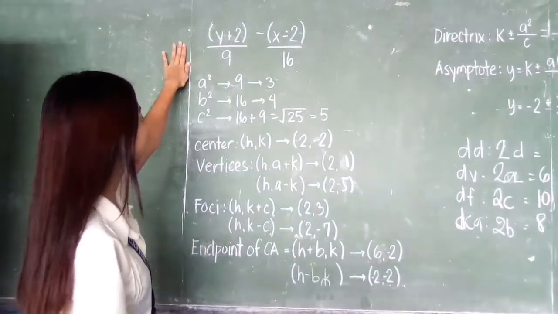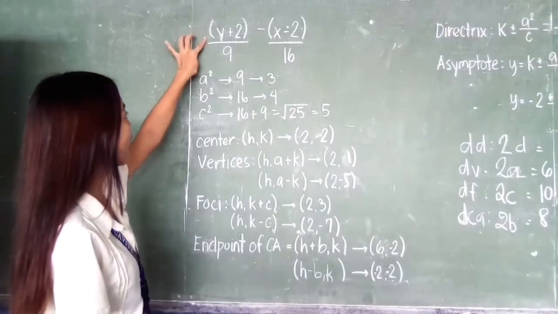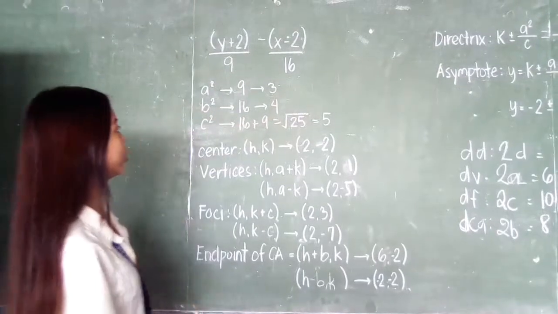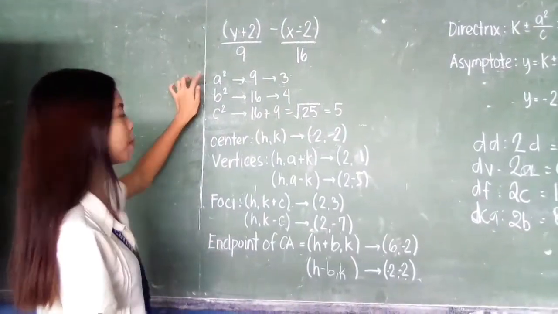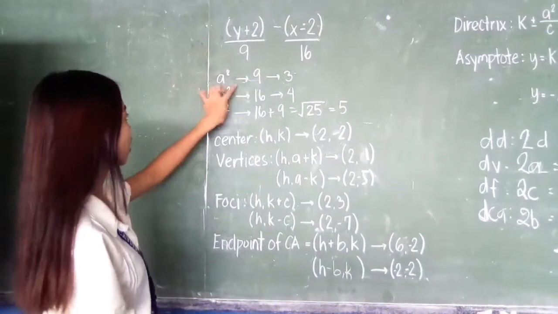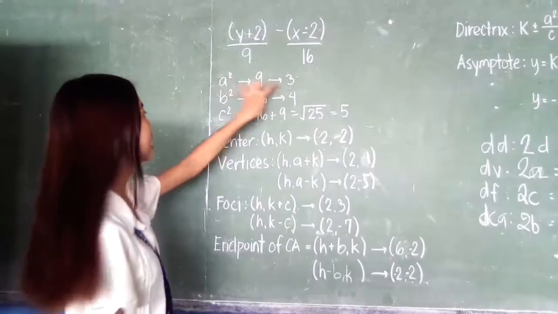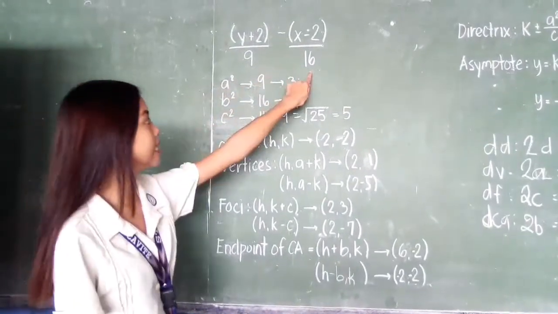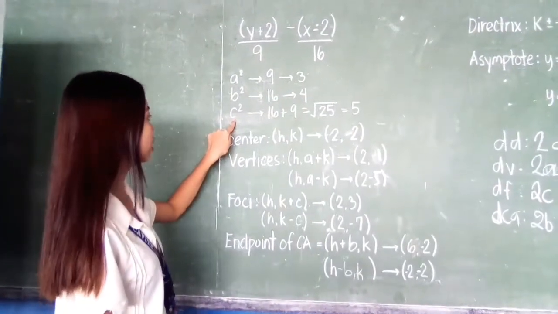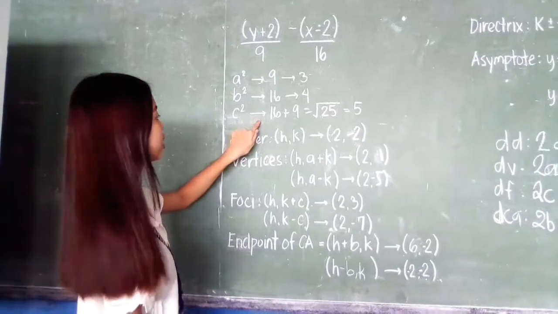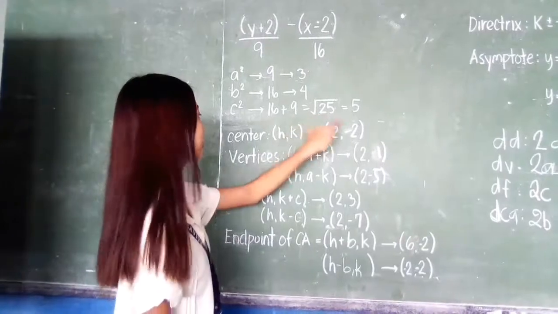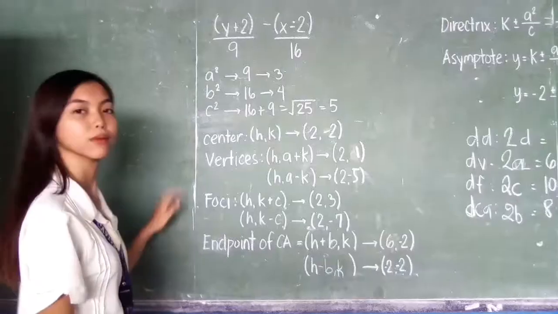So, our example for today is when the center is at h and k. So, our standard equation when the center is at h and k is y plus 2 squared over 9 minus x minus 2 squared over 16. And for the a squared, remember that a squared is always on the positive side, which is 9. So, a squared is equal to 9 and the square root of 9 is 3. And b squared is 16 and the square root of 16 is 4. And to find the c squared, we will use the Pythagorean theorem, which is 16 plus 9 is equal to 25 and the square root of 25 is 5.